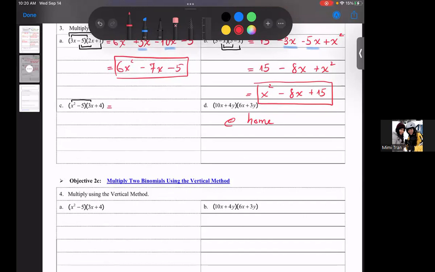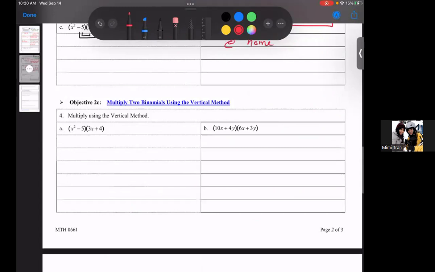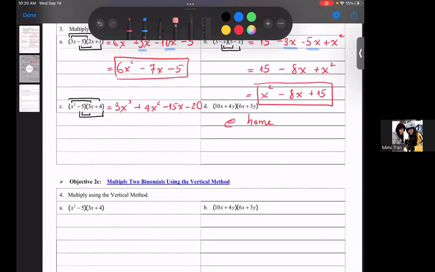X squared times 3x is 3x cubed. X squared times 4 is 4x squared. Negative 5 times 3x is negative 15x. And then last one, negative 5 times 4 is minus 20. Can I combine like terms? No, right? This one's special. Usually we combine the middles, so you do not always combine the outer and inner. That's why I was a little hesitant earlier. We're almost done, I promise.